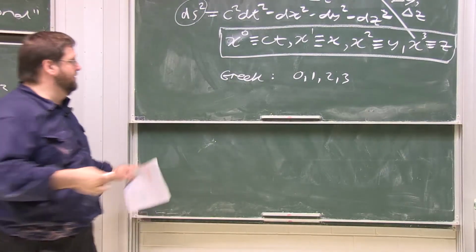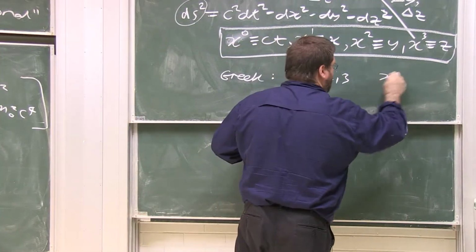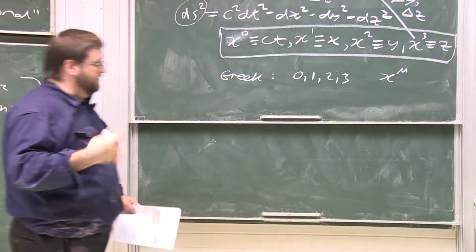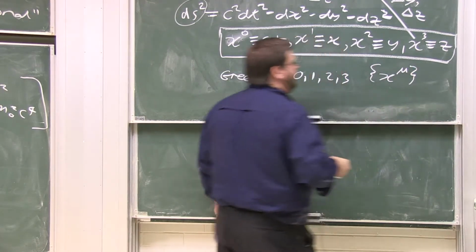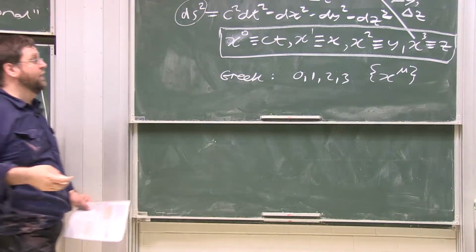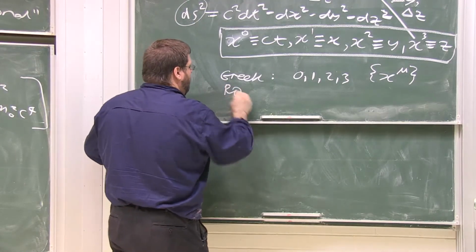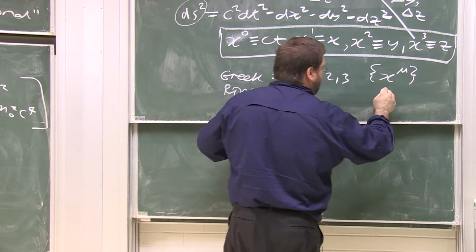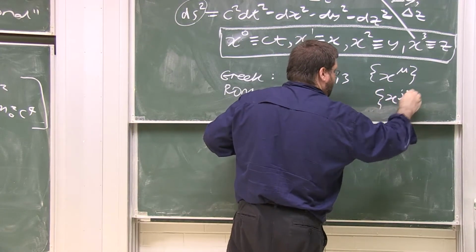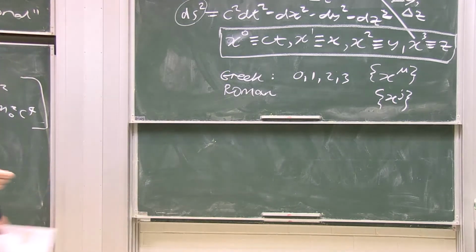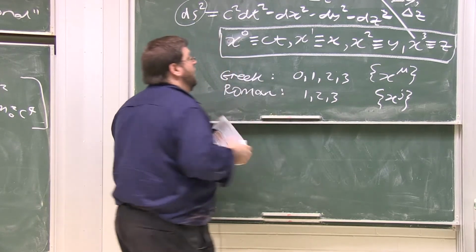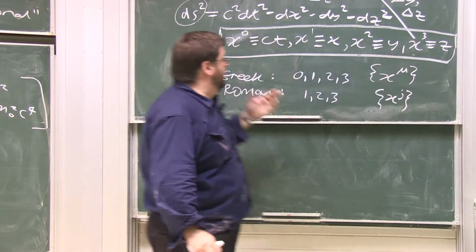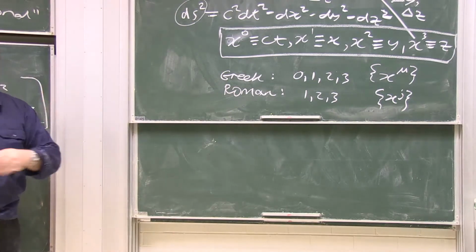By definition, by notation, x mu would take the values 0, 1, 2, 3. Our space-time coordinate could be written as x superscript mu in some inertial frame. On the other hand, if we use Roman indices, such as j or k, x superscript j, for example, then this can only take the values 1, 2, and 3. So Roman indices only run through the space coordinates. Greek indices run through both the spatial and the temporal coordinates, as a point of notation.